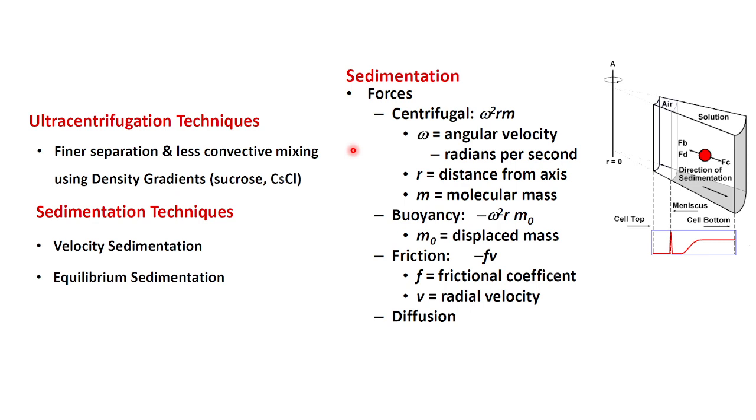Now this is the principle behind centrifugation and sedimentation. The ultracentrifugation techniques use finer separation and less convective mixing using density gradients, where you use sucrose and cesium chloride. These are the two solutions you use for forming a gradient, because Cs+ is the biggest cation and Cl- is the smallest anion. That is the reason you use them.